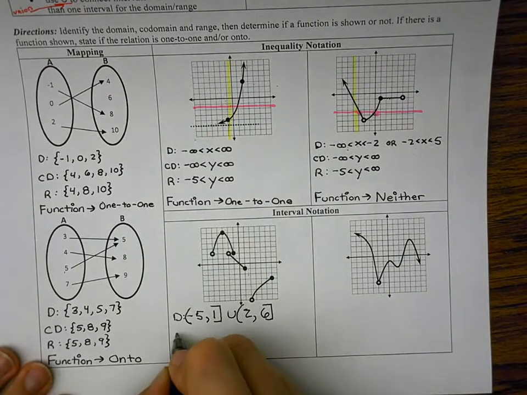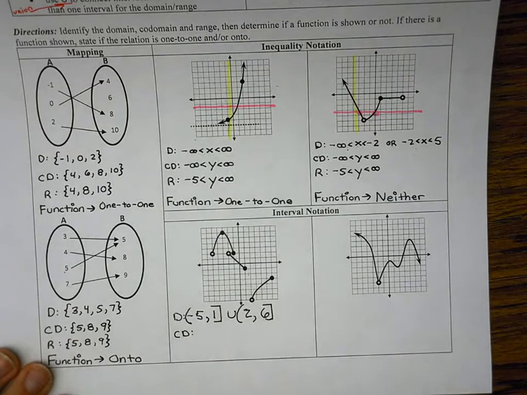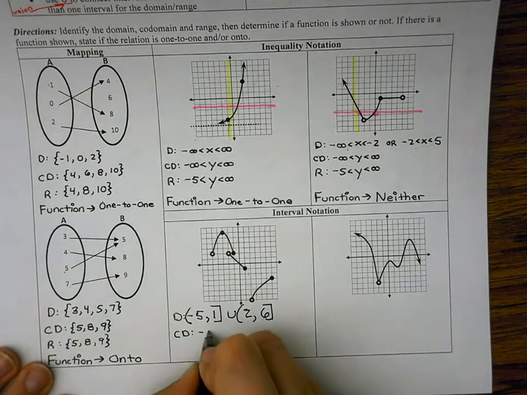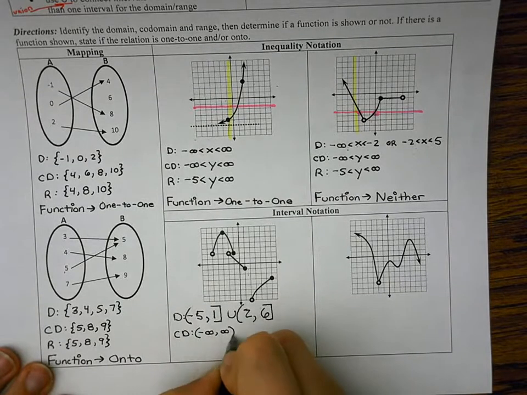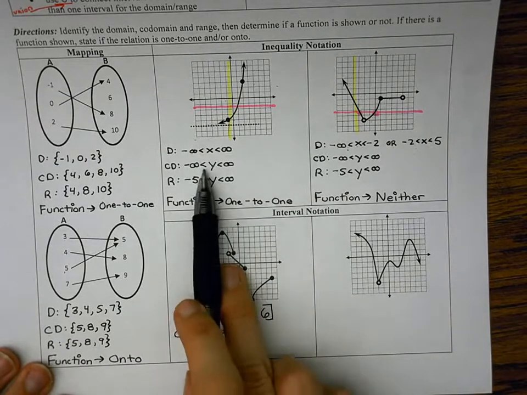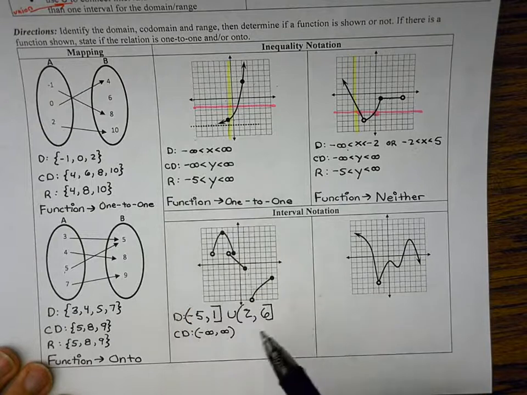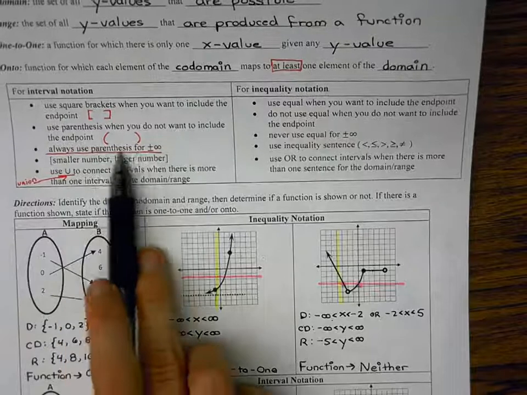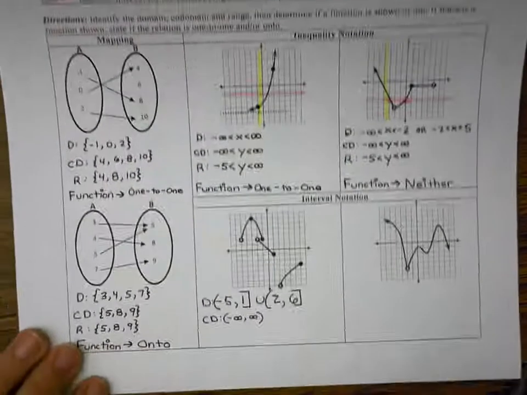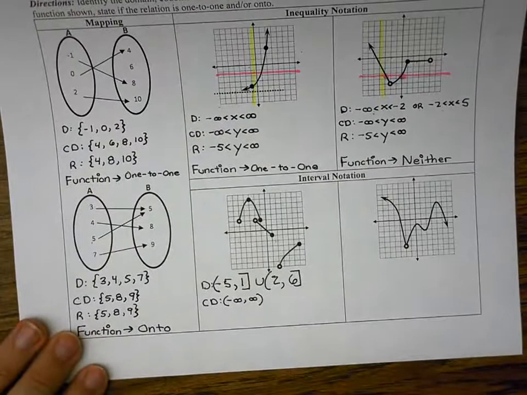Okay. Codomain, again, easiest thing to answer on a graph. It's negative infinity to infinity. Again, in interval notation, just like with inequalities, we never use equals. With an interval, we always use parentheses. There will never actually be a point at negative infinity or infinity.